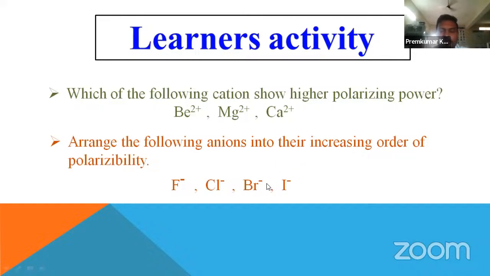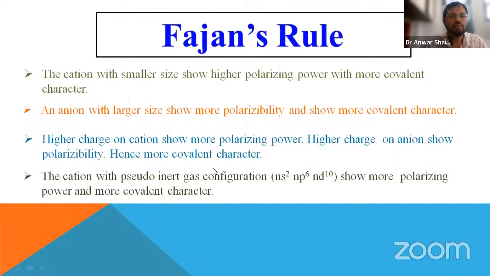And again, in case of anion, I have added here four different anions, and I asked them to arrange the following anions into their increasing order of polarizability. Applying that concept of size and charge of the anion, they can clearly tell the answer. And finally, by combining all the terms and all the points, I conclude Fajans' rule, so they can clearly understand the concept.